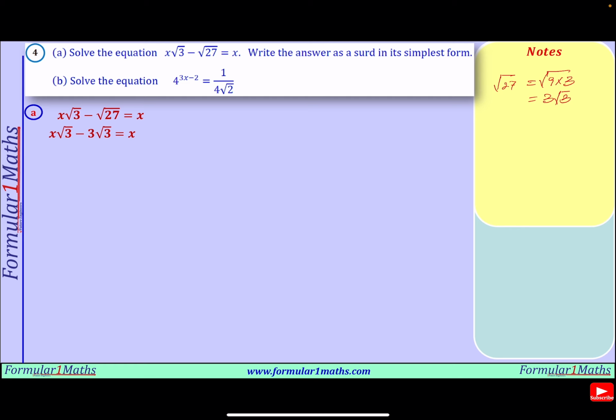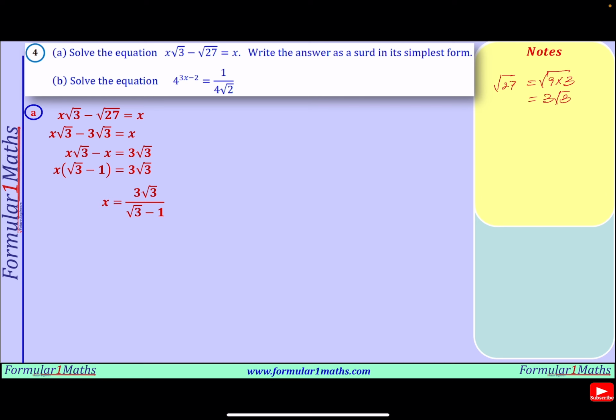Then collect like terms. So I'm going to take x to this side and take minus 3 root 3 to this side, and I'll get that. I've done that because I need to solve for x. I need to isolate the x. So I can factorize the x out to get x brackets root 3 minus 1 is equal to 3 root 3. Then because I'm looking for x, I'm going to divide this by that. And then I'll get this one here.